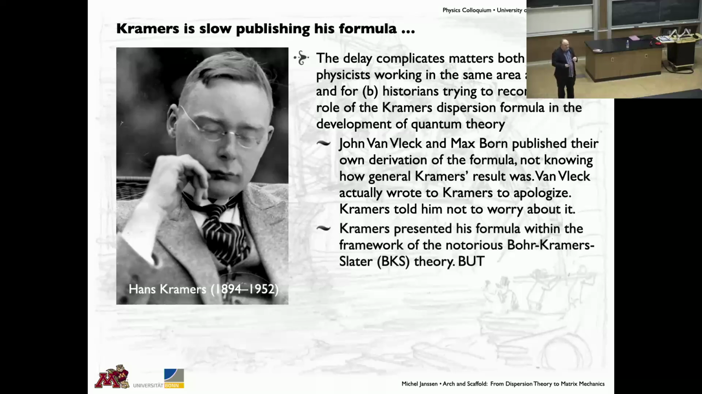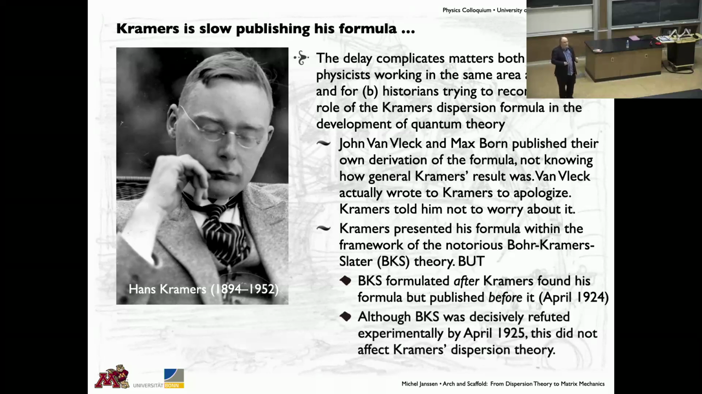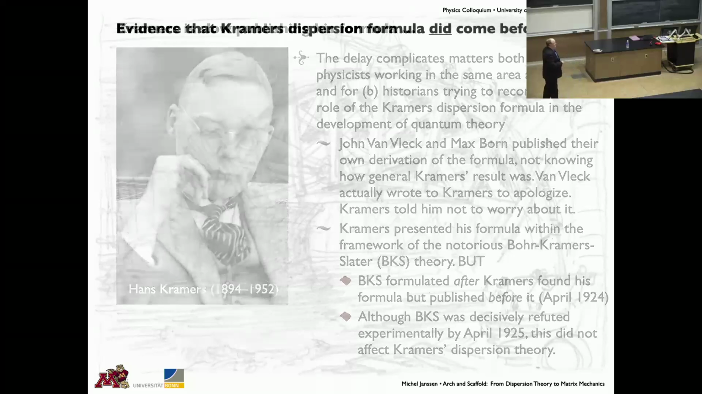And so the other problem is that when Kramers finally got around to publishing it, he published it in the context of this controversial new theory, the Bohr-Kramers-Slater theory, where he clearly had found it before. But the BKS paper was published before Kramers published this paper. And that leads to confusion, because this BKS theory would be decisively refuted a year later, but it doesn't affect the Kramers dispersion theory at all.